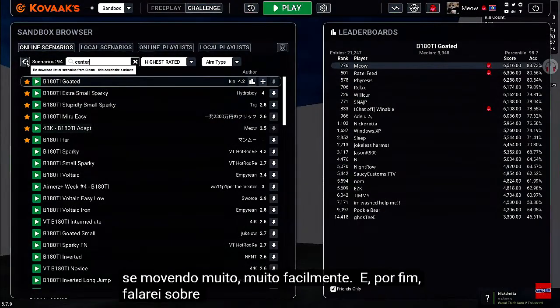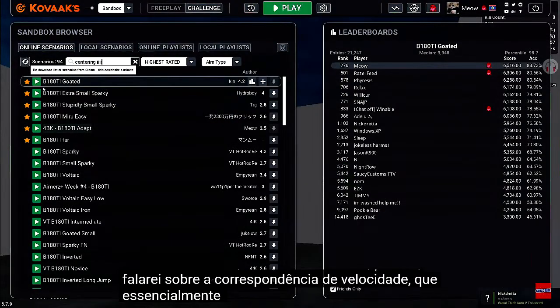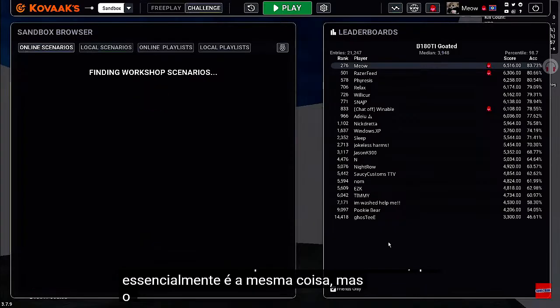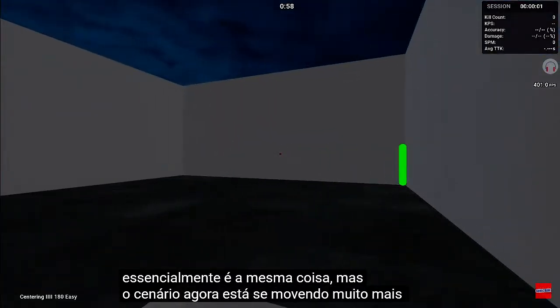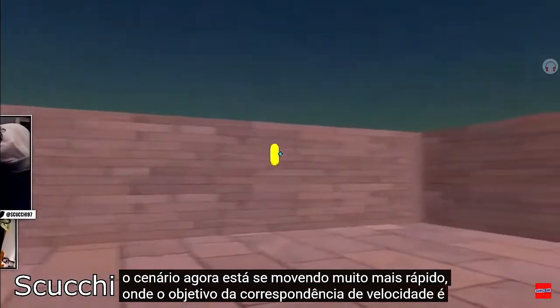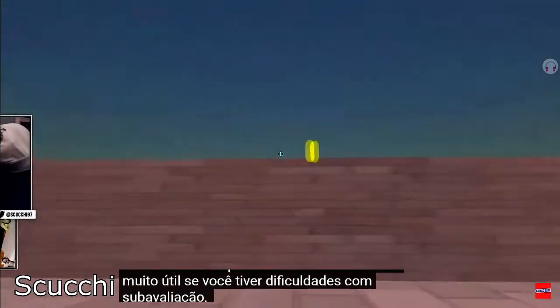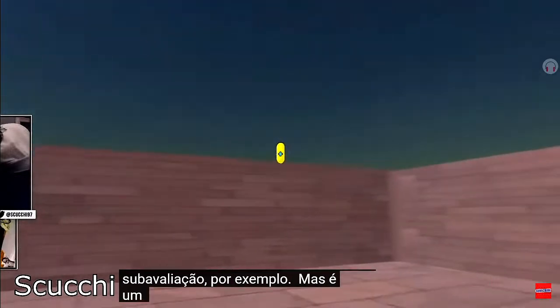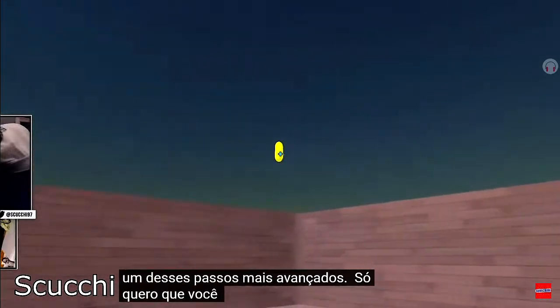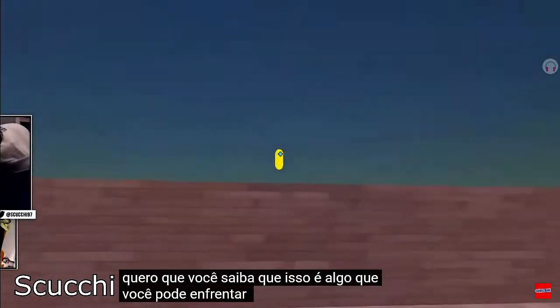And lastly, I'll cover speed matching, which essentially is the exact same thing, but the scenario is now moving way faster, where the goal of speed matching is really to match the target speed. It's really useful if you struggle with under tracking, for example, but it is one of those more advanced steps. I just want you to be aware that it's a thing you can hit in the future.